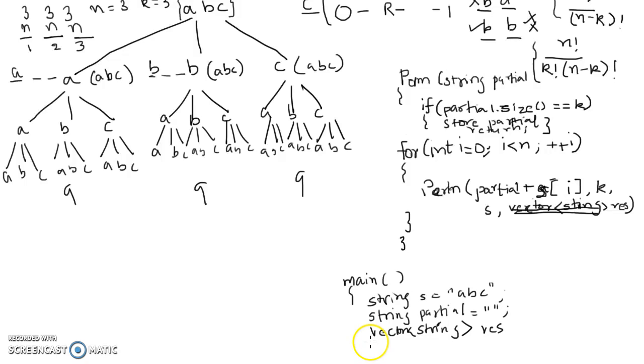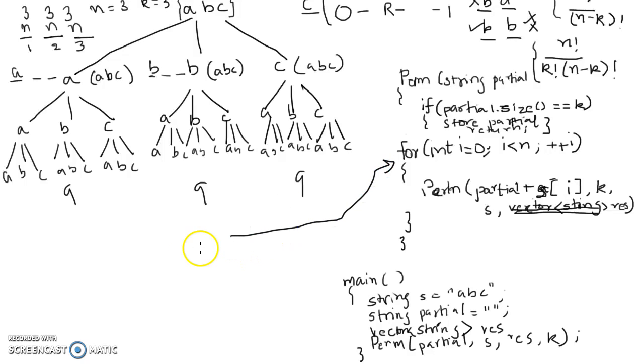And I'm basically going to call perm here, and pass in this partial, the string, the result, and the size of each subset, right? So this is how it's being called. So let's look at how this unfolds from our code here, and how this for loop unfolds.